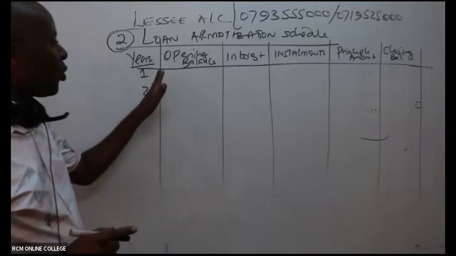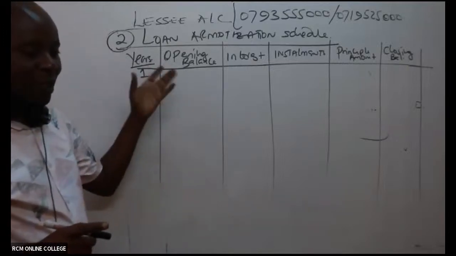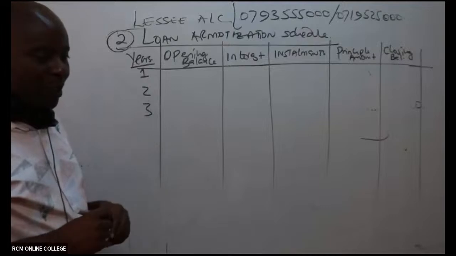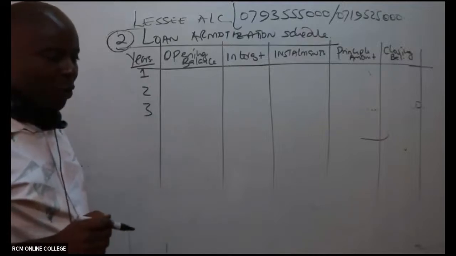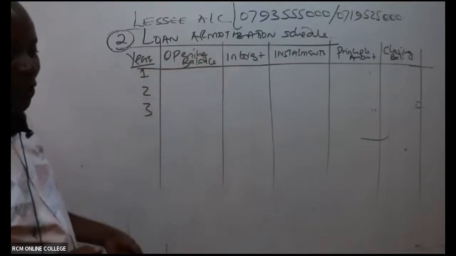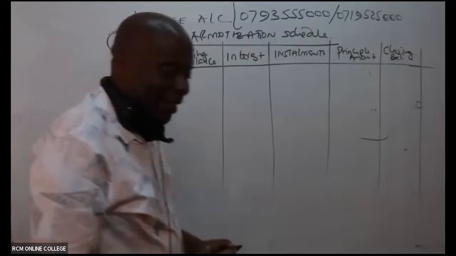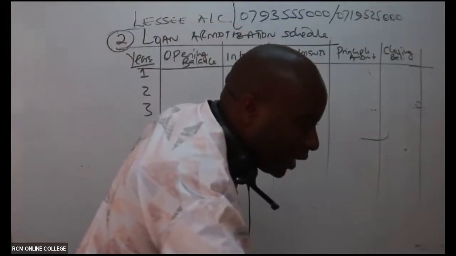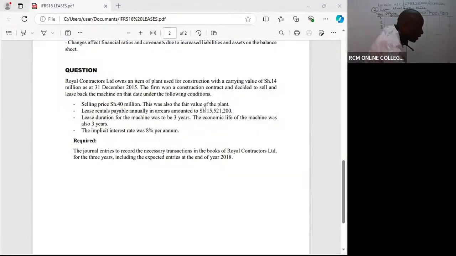Have you been able to draw this skeleton? Thank you so much. I shall start with the installments because installments are very easy. How much is this company paying every year? They have given us the figure that is being paid every year. The installments don't fluctuate. The lease rentals are 15,521,200, every year like that.